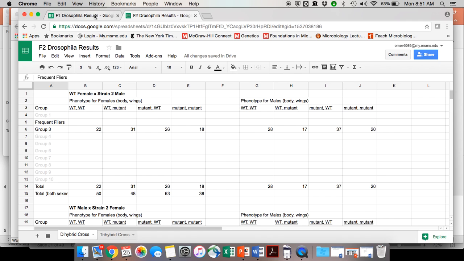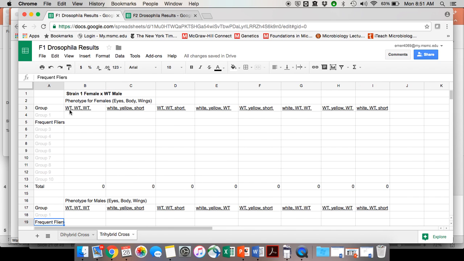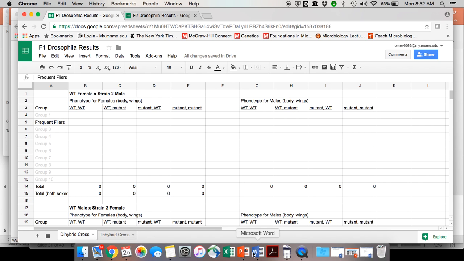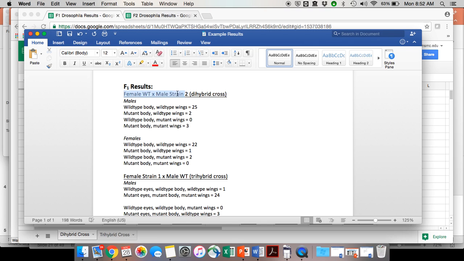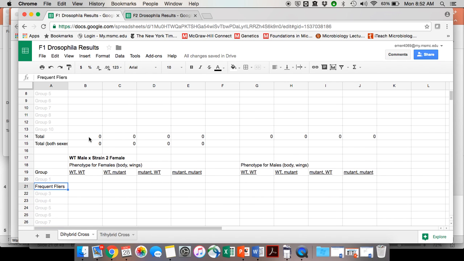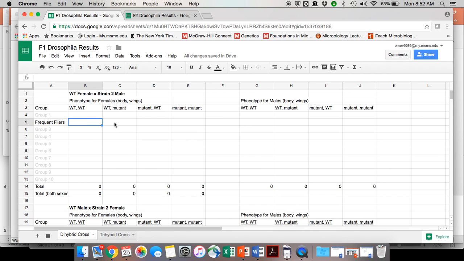So we've decided that we're going to be group 2 here. I will clear this out, and group 2 will still be available when you put your data in. And let's go to our dihybrid cross here for the F1. We have data for female wild type, male strain 2. So we are actually going to put our data in here, female wild type, male strain 2. If you have the reciprocal cross, if you did wild type male and strain 2 female, you would simply put the data in the bottom section here instead of the top section here.